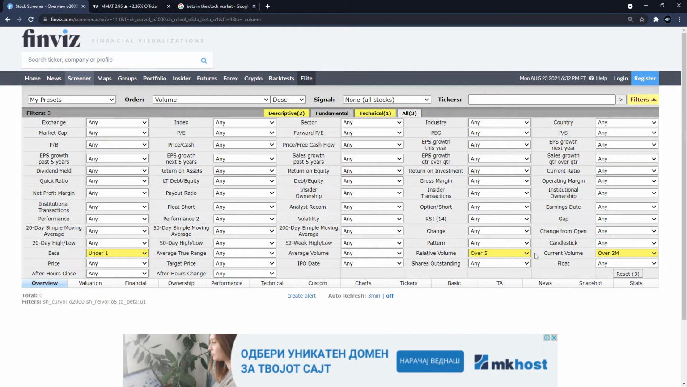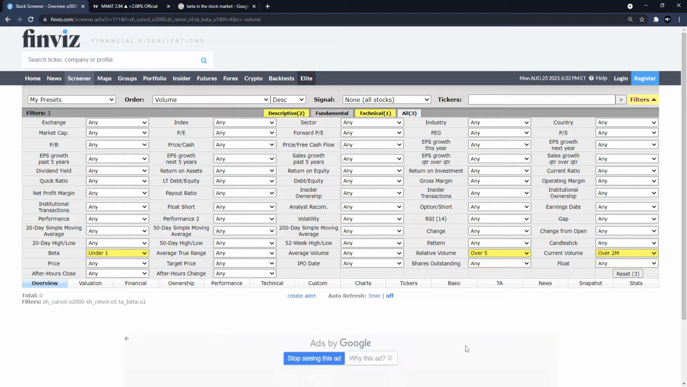Also, we want the relative volume. We already explained that. And right here, you can go with even over 10 million, but there is a certain amount of stocks that you can find that are over 10 million, and the person likes to use two or five. So for example, you go with two, and that's about it for today's video.